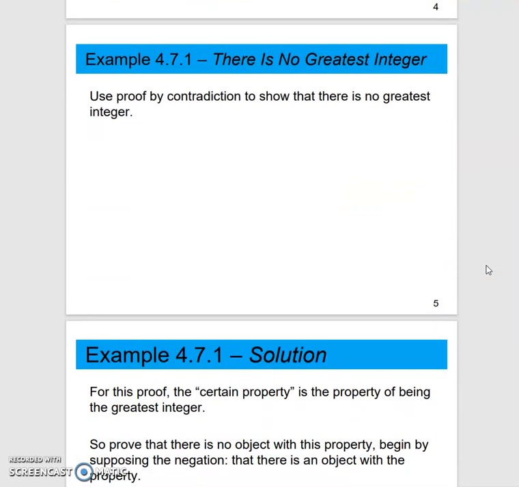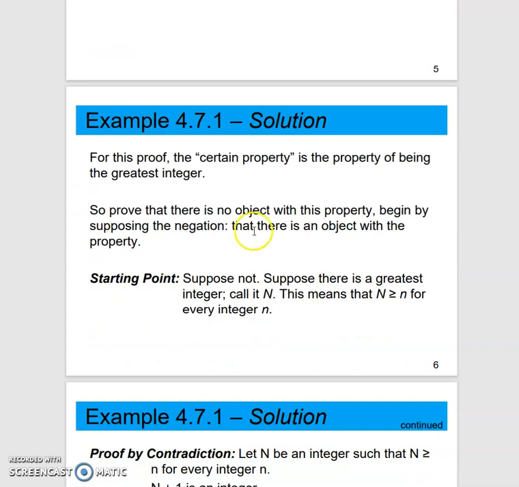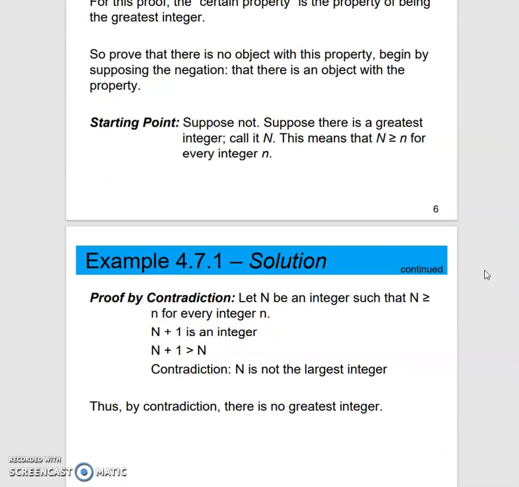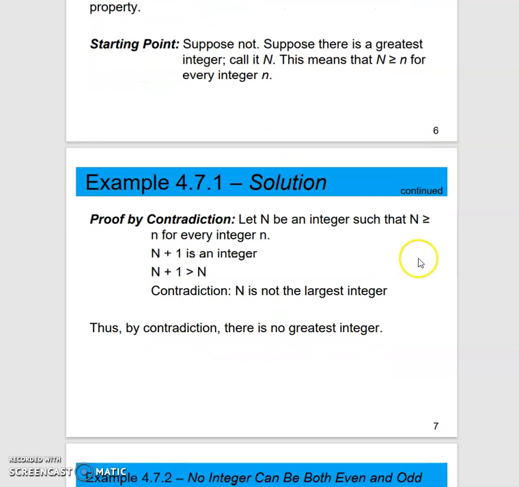Here is one of the classic proofs of antiquity using proof by contradiction to show that there is no greatest integer. So we are going to use proof by contradiction. We're going to assume there is a greatest integer, which we are just going to call big N. Notice I'm stating very clearly that I'm using proof by contradiction. Let N be an integer such that N is greater than or equal to little n for every little n.